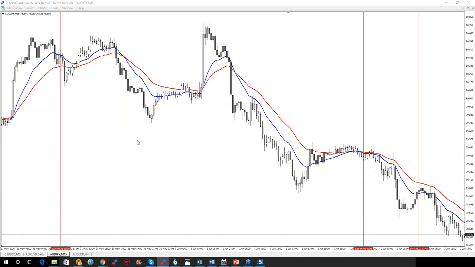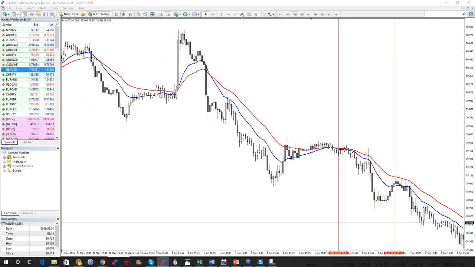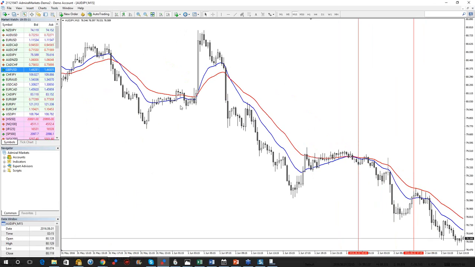Now this taskbar is not going to... okay, it doesn't matter. We will use this example. Here, you wait for the pullback and use the trigger from the inside bar.